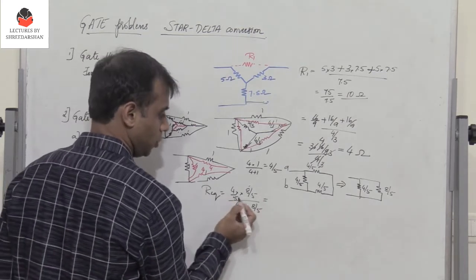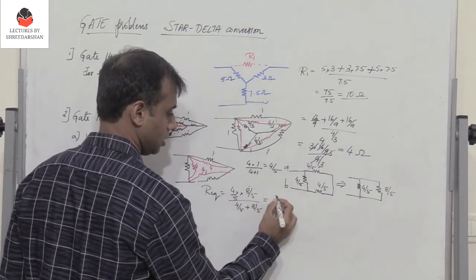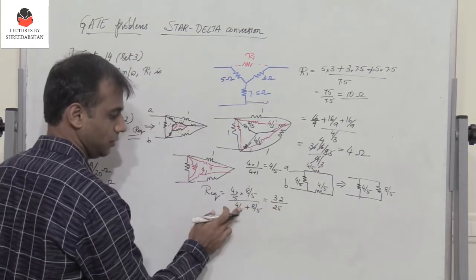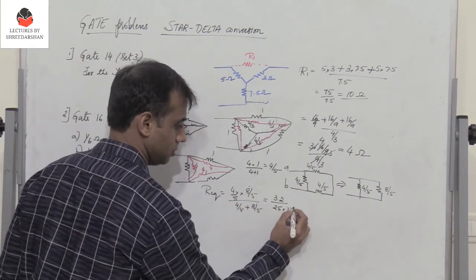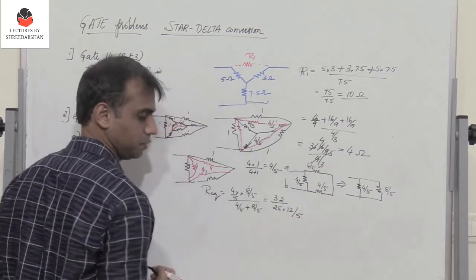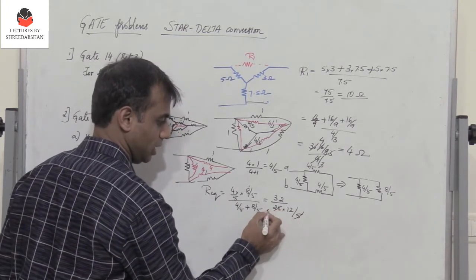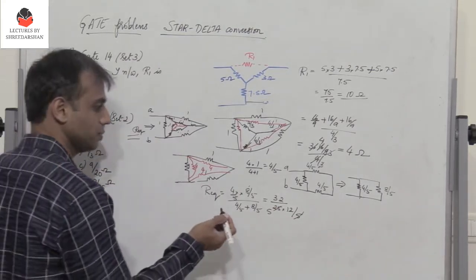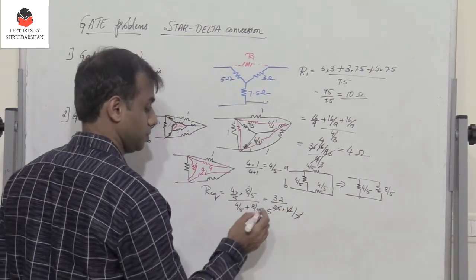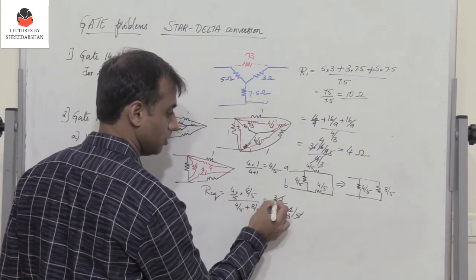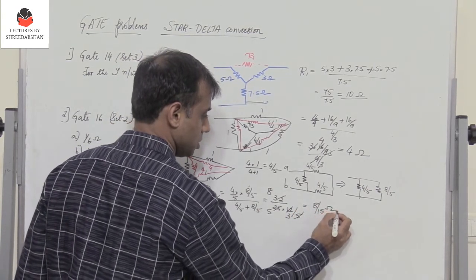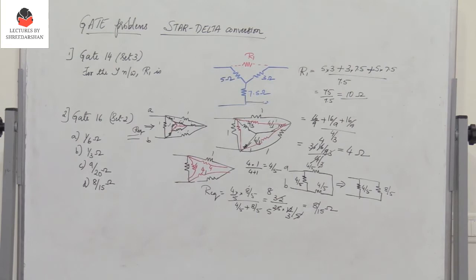Alright, so therefore we get 8 4s are 32 divided by 25, and here you have 12 by 5. Okay, so 5 5s get cancelled here. So now if I again do the cancellation, what happens? So 4 3s are 12, 4 8s are 32, you get 8 by 15. So 8 by 15 ohms is the right answer.